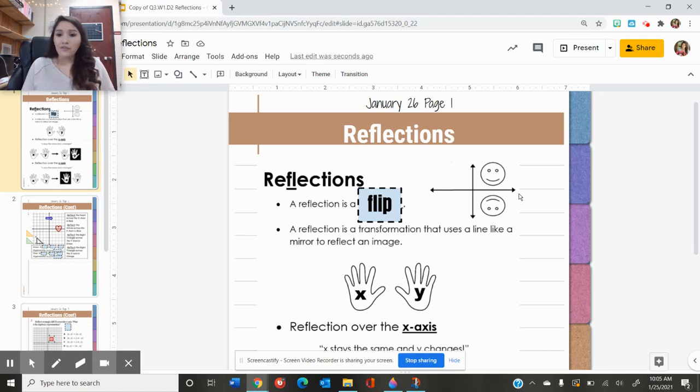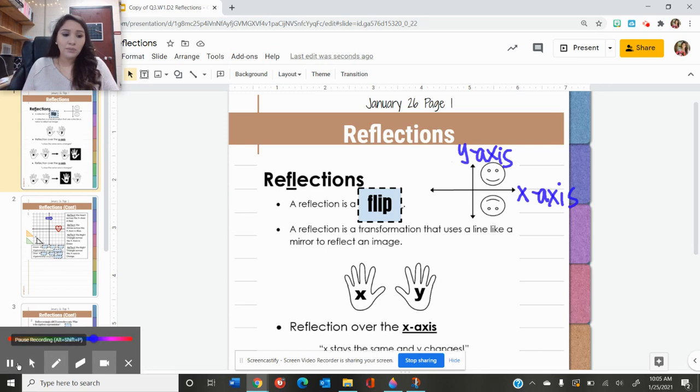So if you notice here, we have a smiley face and it's being reflected. Now this is being reflected across the x-axis. Now it's very important that you remember that this is the x-axis and this is the y-axis when you're transforming, whenever you're reflecting an image.